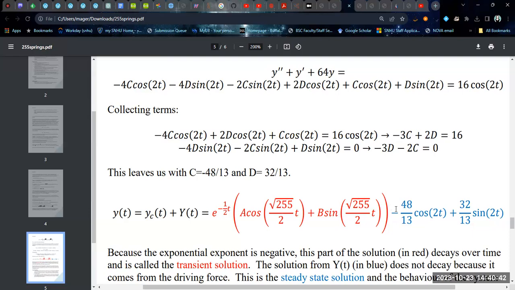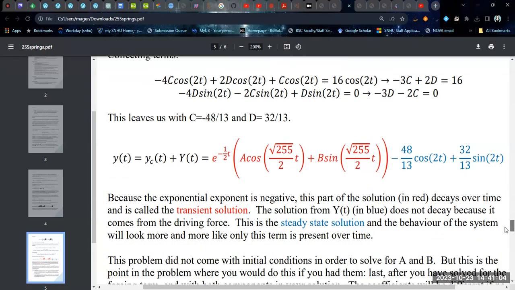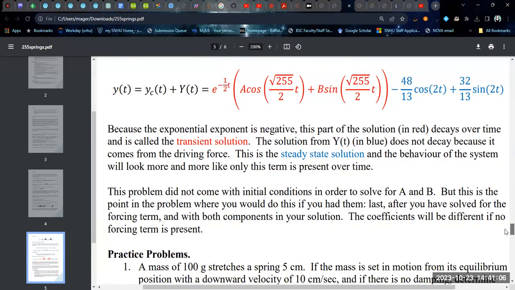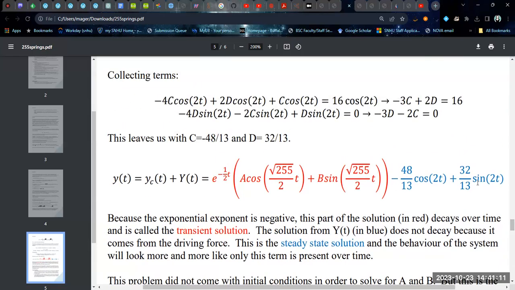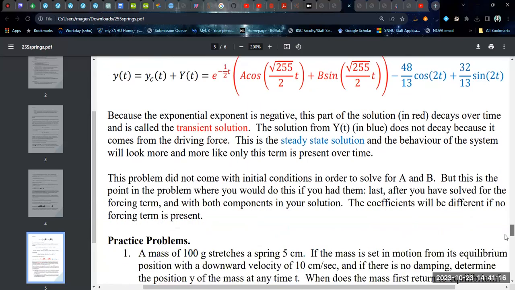You have your homogeneous solution, and whatever you solve for these forcing terms becomes the steady state solution. Because this part of your equation is decaying, that will be your transient solution. These are not decaying. This is based on that forcing, and so that's going to remain forever. But again, after fixing these constants, then it would be safe to solve for your a and your b.